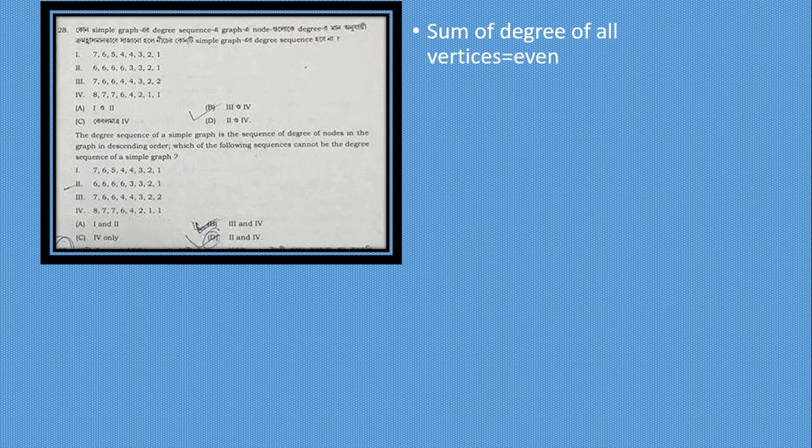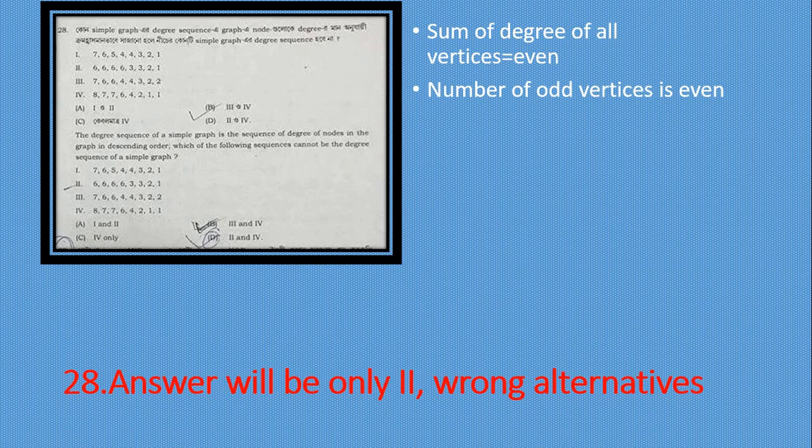The degree sequence of a simple graph is the sequence of degrees of nodes in the graph in descending order. Which of the following sequences cannot be the degree sequence of a simple graph? We know that the sum of degrees of all vertices equals an even number, and the number of odd degree vertices is always even. Here 2 is the answer, only 2 is the answer, because the other 3 options maintain these 2 rules.